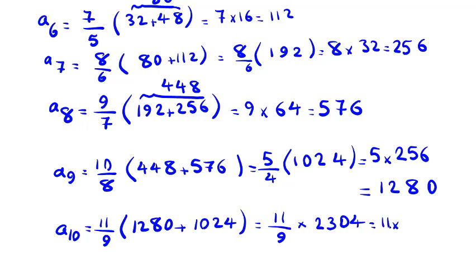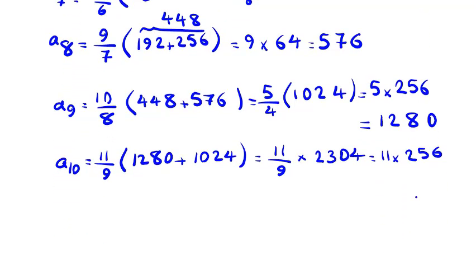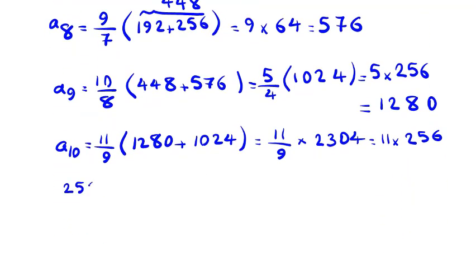So if we divide by 9, it will be 256. And if we multiply 256 by 11, we get 2816. So A10 is 2816.